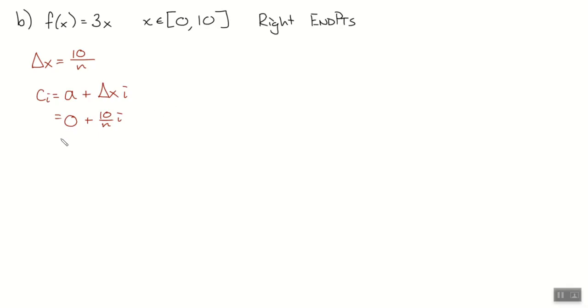For sure, it's just get rid of the 0, right? So I'll even write c sub i one more time: 10 over n i. So already we're cooking so much faster because we're not doing all the wordy stuff. We have delta x. Good. I have c sub i. Good. What else do I need? I have the width of every rectangle. I know where I need to plug it in. All we need left is f of c sub i.